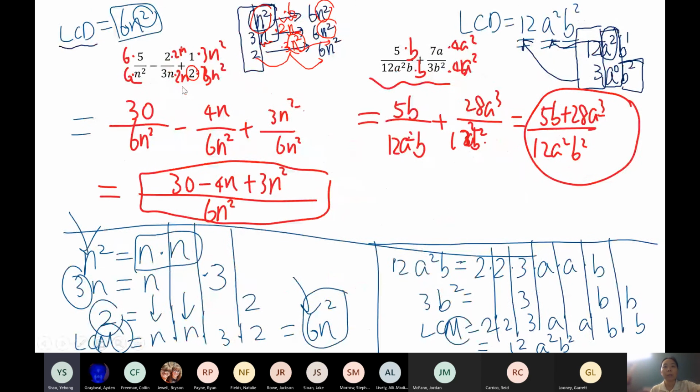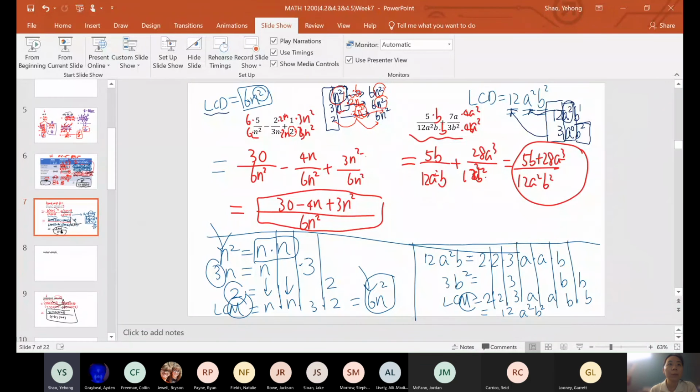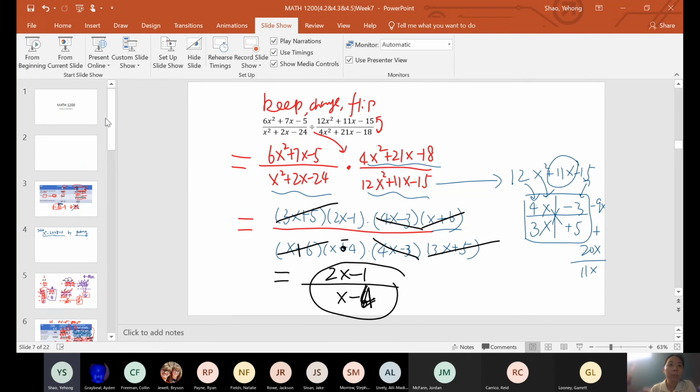We're going to talk about the next section, which is division. Let me go back a little bit. On Tuesday, I did give you an example of division. Let's see, where is it? Like this one right here. So in this example, how do we divide rational expressions? Keep, change, flip. Well, you can say multiply by reciprocal. And then you just break them down and simplify it, find the common factors to cross out.